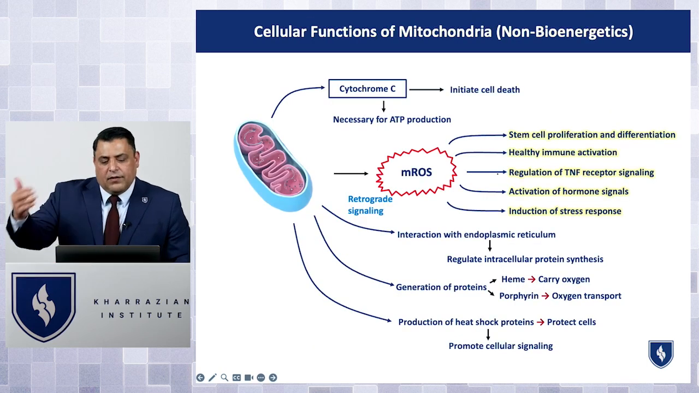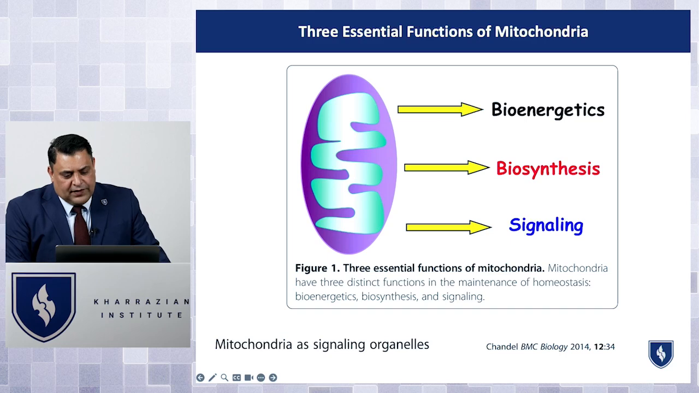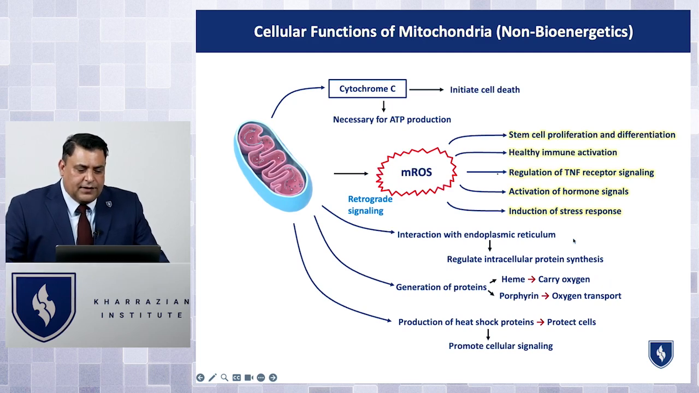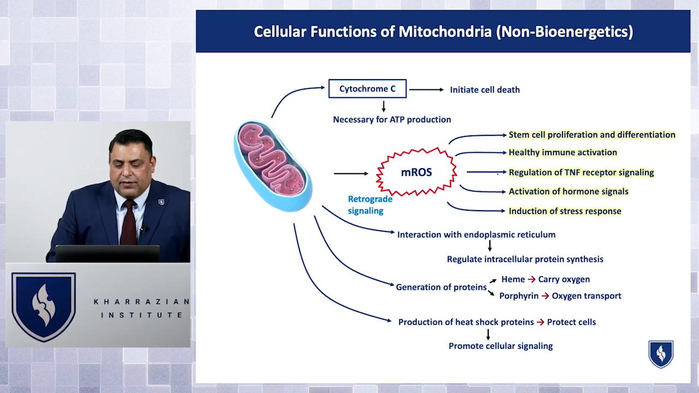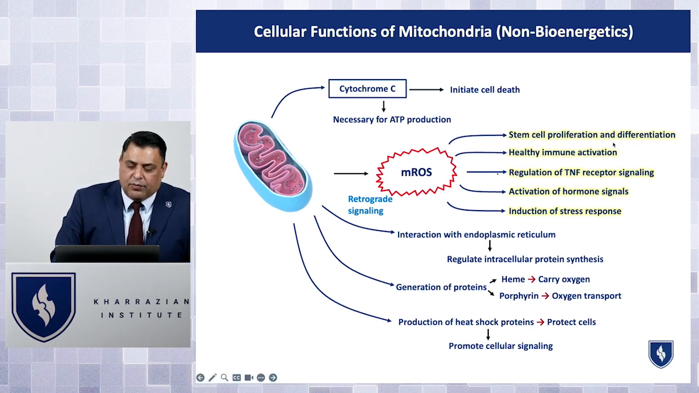And then mitochondria also, in addition to producing energy, are involved with signaling pathways. And signaling pathways is related to these mitochondrial reactive oxygen species. So what's important to know is that your mitochondria also produce these reactive oxygen species. They're called mROS pathways, and they actually cause stem cell proliferation, differentiation, healthy immune activation, regulation of TNF-alpha, activation of hormone signals, induction of the stress response. So they're not just producing energy, they're also part of the neuroendocrine immune response.